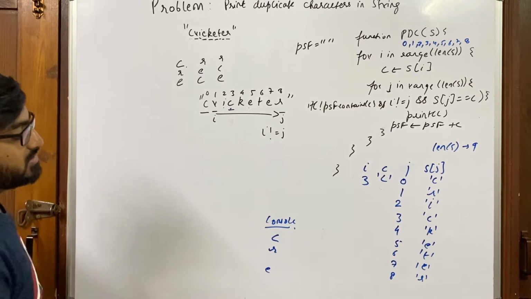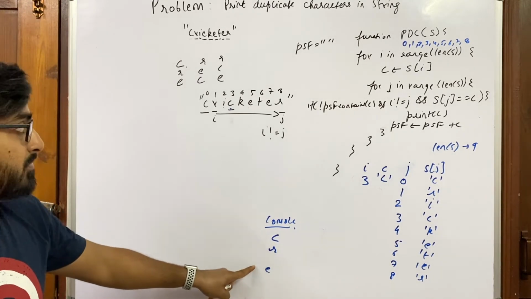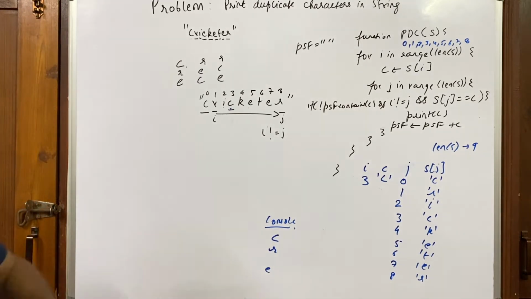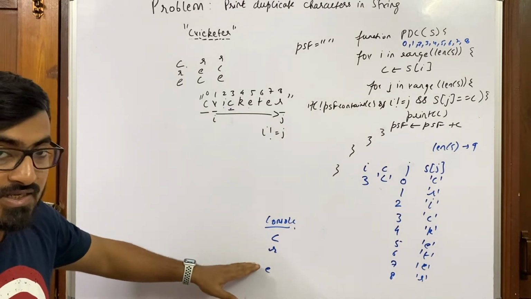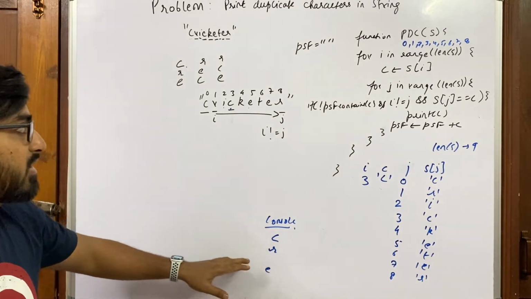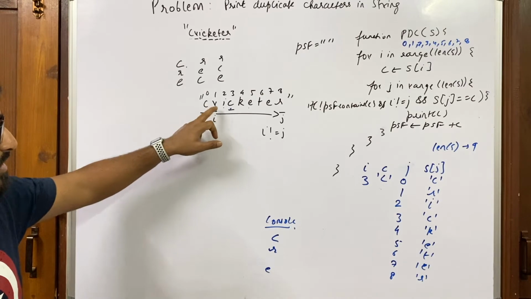Okay, so your output is C, R, E. And your output is in the original order in which these characters appear. So C comes first, then comes R, then comes E.